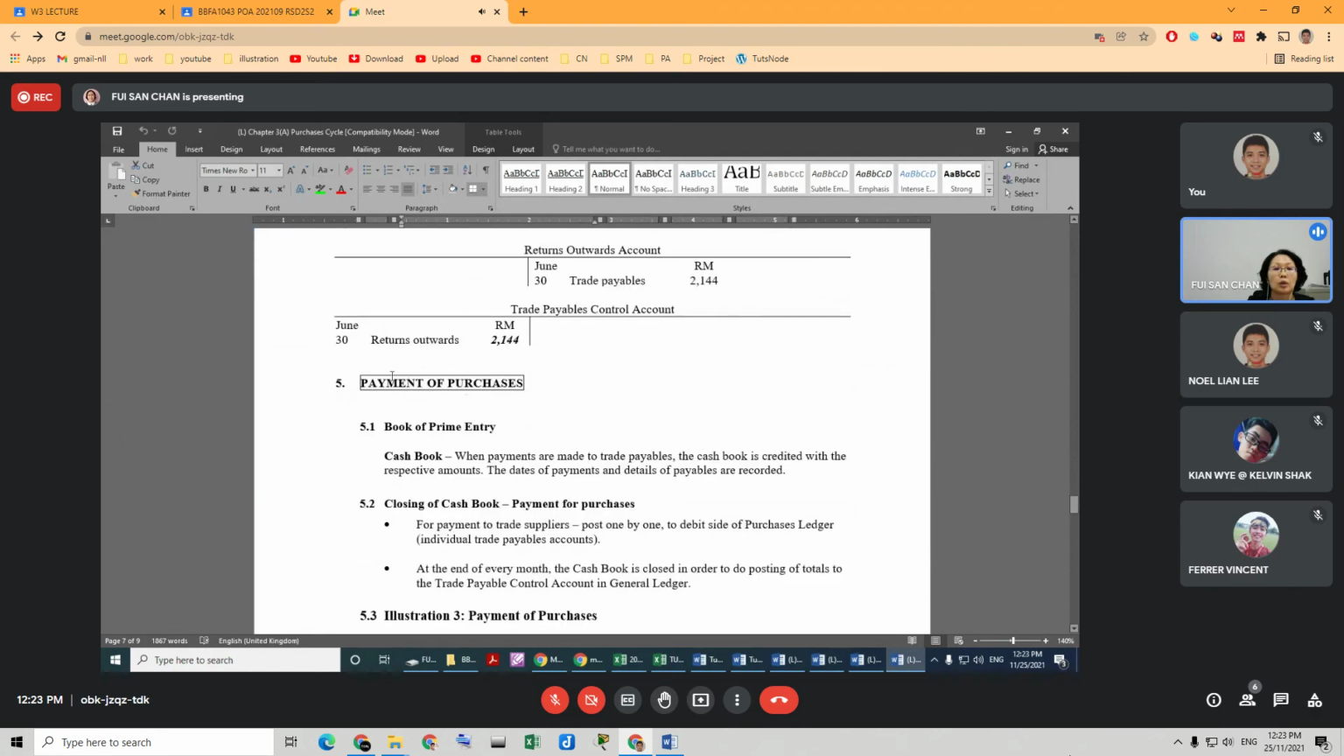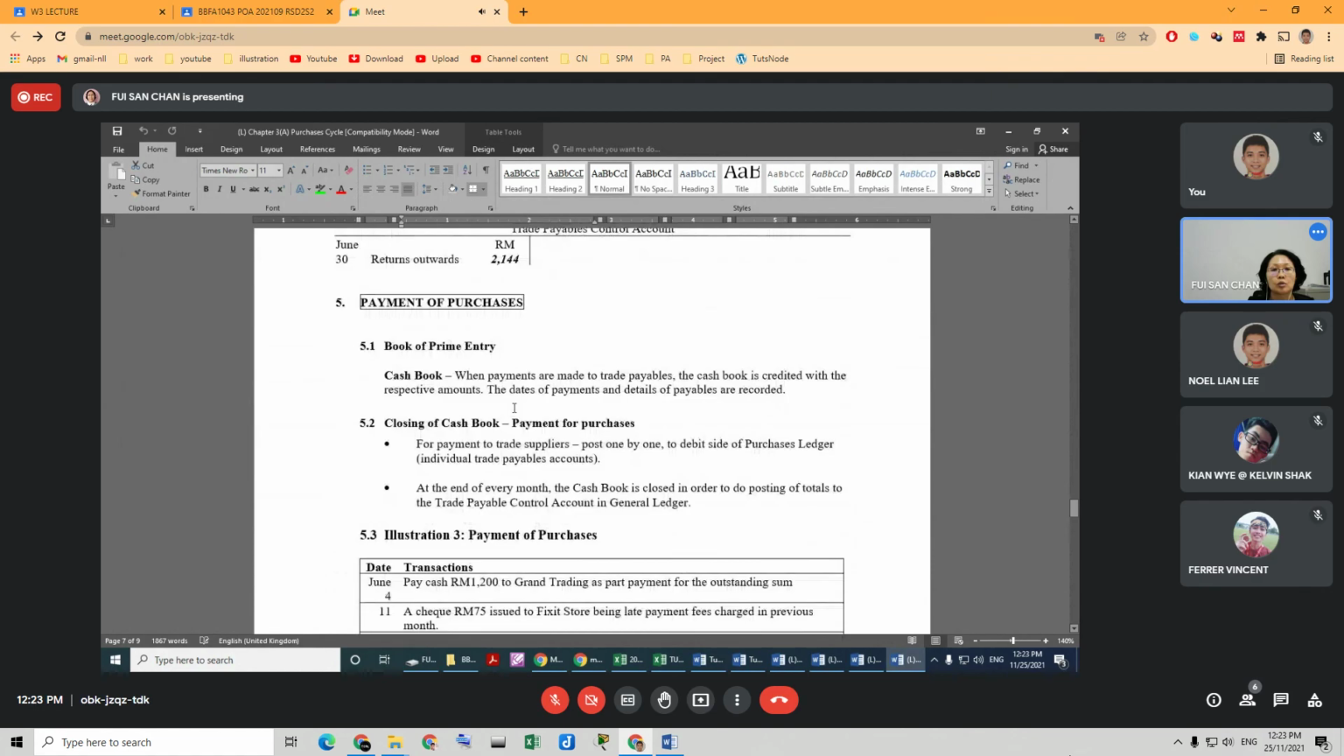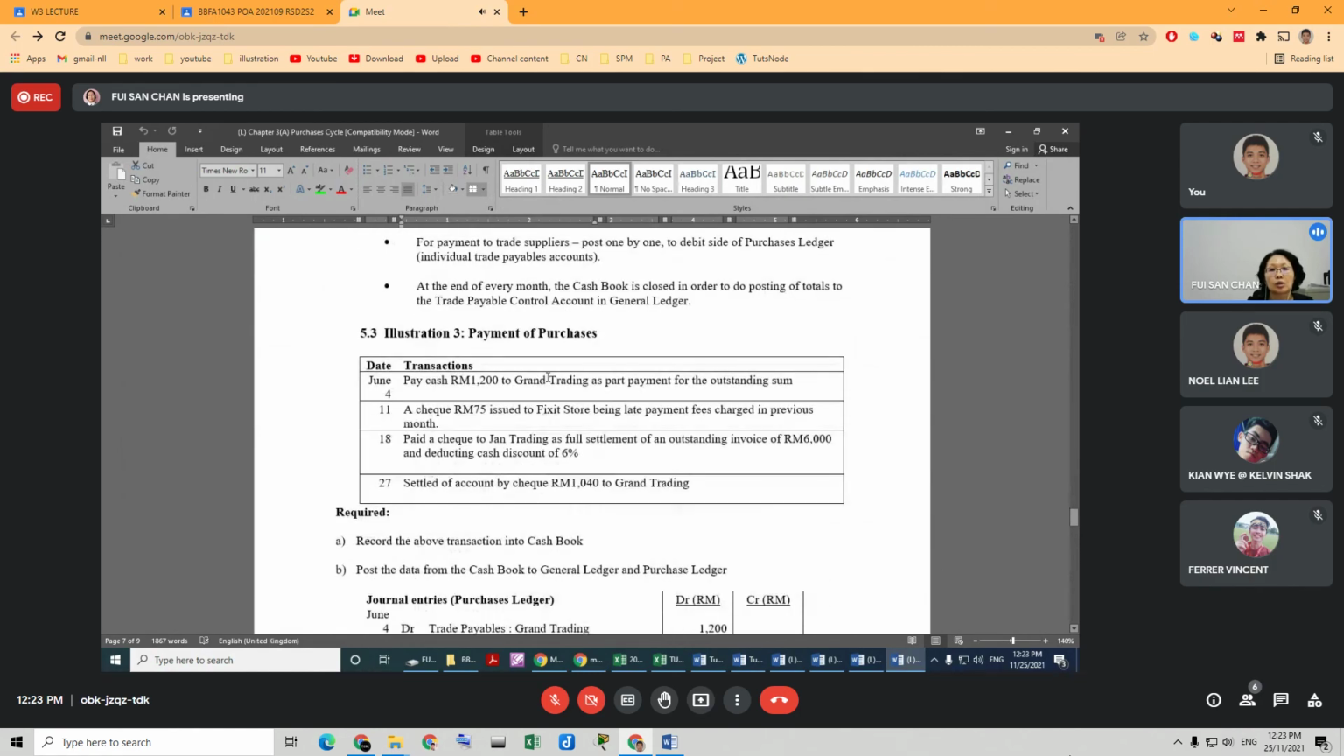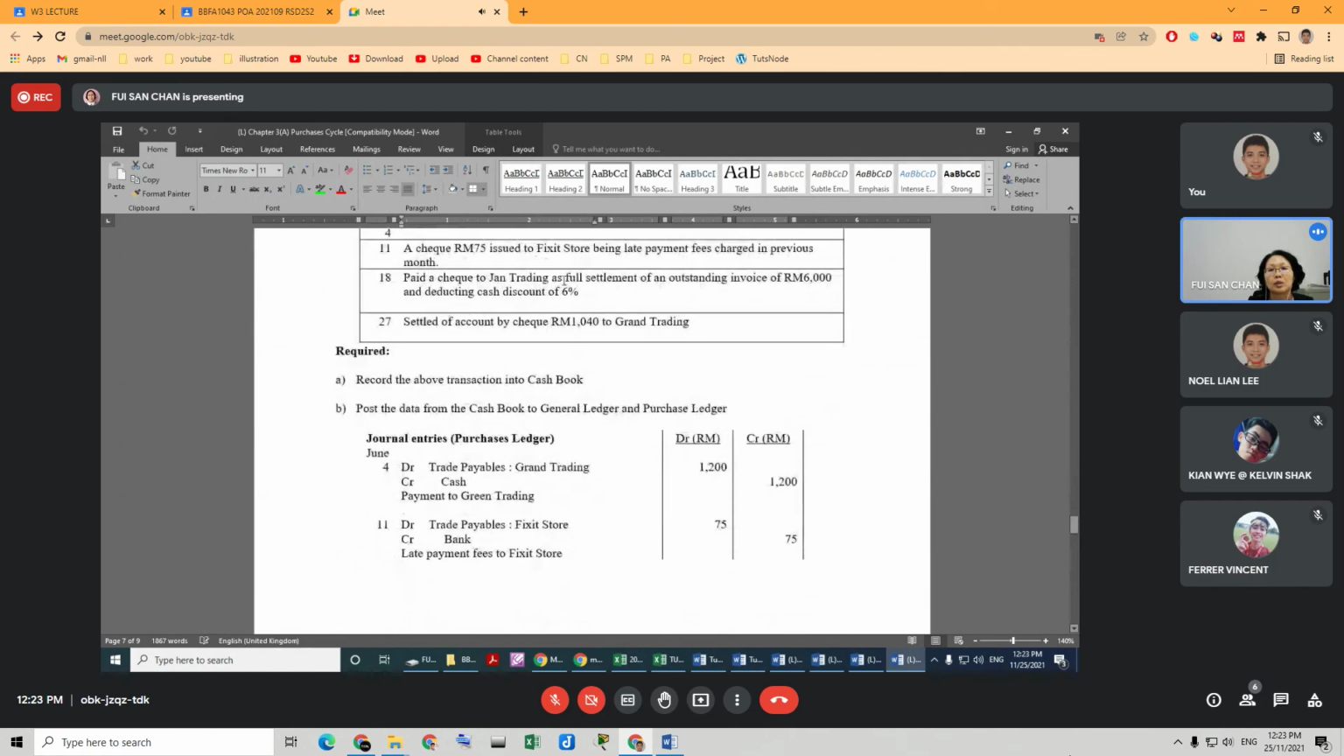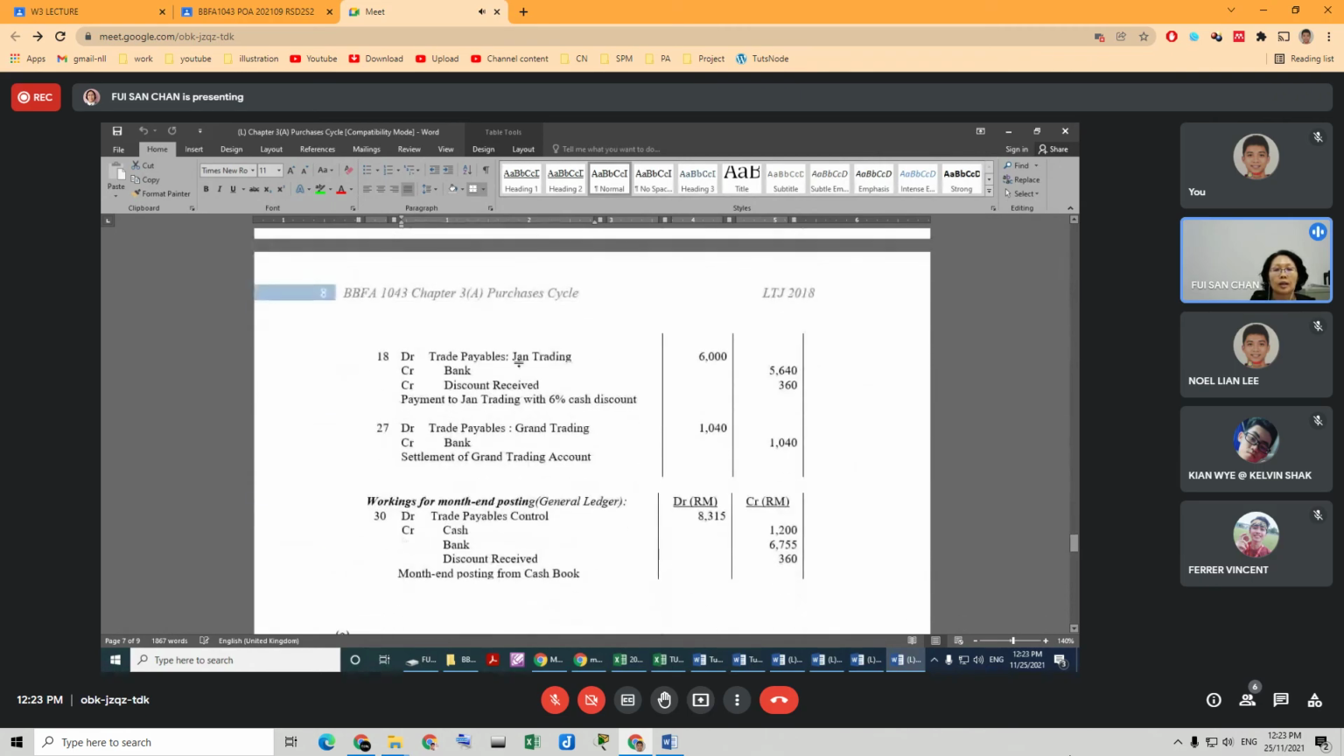When you purchase using cash, just like I asked you: credit cash, debit purchases. Again, this is an illustration. Please read it and make sure you understand what it is all about. Double entry, debit, credit. See, cash, bank. This one is with discount. This is when you make payment. When we actually pay, see, credit bank, credit discount received, meaning we pay our supplier.